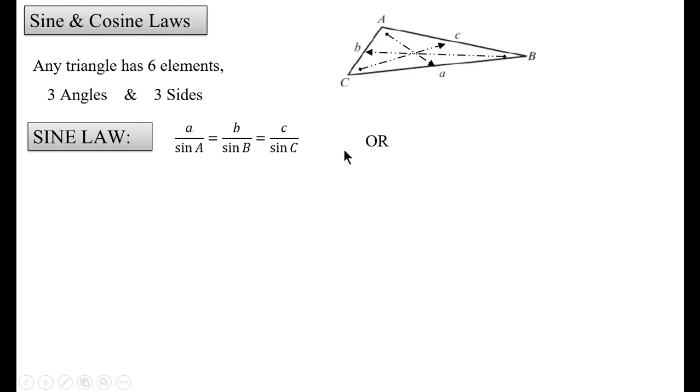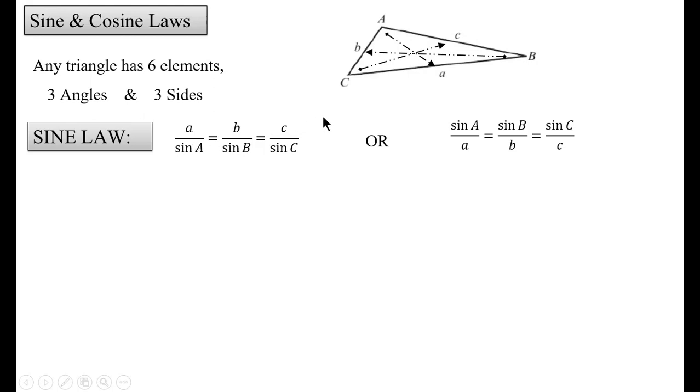And of course, we can flip each ratio upside down to form what's called the angle version. The first one is called the side version, and the second one is called the angle version. But the most important question now is at which conditions I can use this law. To use this law, from our background in algebra, you must have a complete known ratio, a complete known pair.